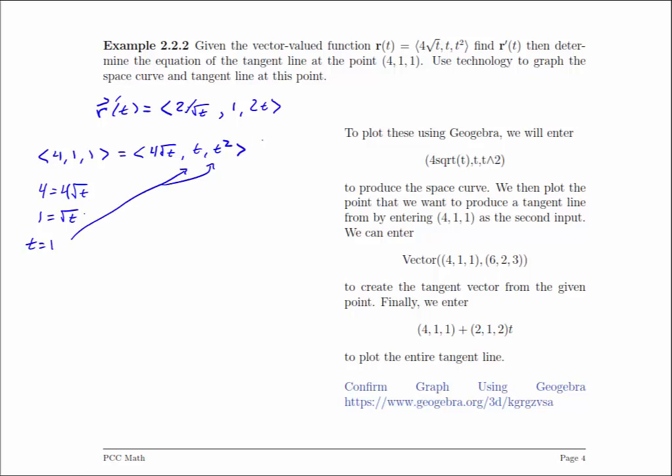Sometimes we can get more than one option, and we could also make a mistake. So we just want to check that if I plug in 1 into these two components, we do in fact get 1 and 1 here. So we get a t value of 1. So we want the derivative when t is 1 for this function. So r prime of 1 equals, this is nice, I can take the square root of that, get 2, 1, 2. So that's the direction of my tangent vector that we want to plot.